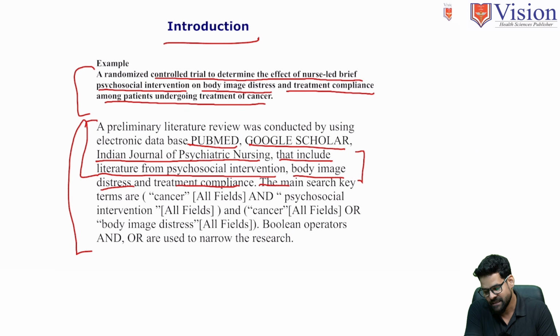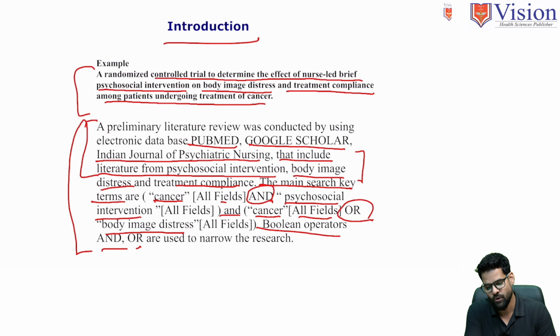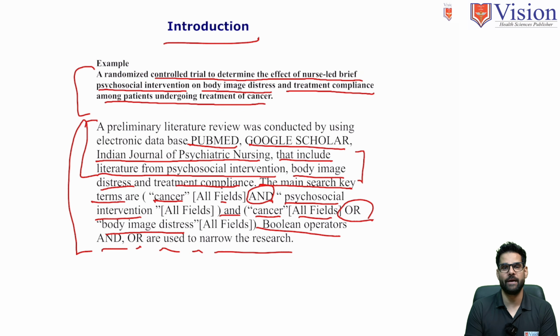The main search keywords used were cancer in all fields, with AND used as a Boolean operator, psychosocial intervention in all fields, and cancer in all fields. OR was also used to broaden the search for body image distress, and the Boolean operators AND or NOT were used to narrow the search. So basically, narrowing and broadening the search. This is the search strategy and how we write it.